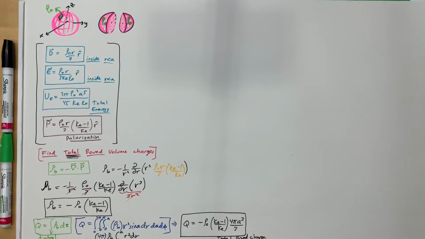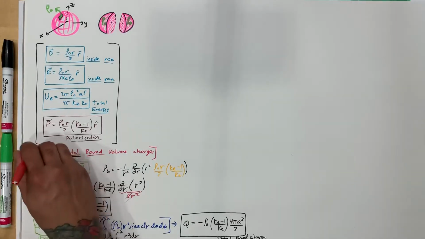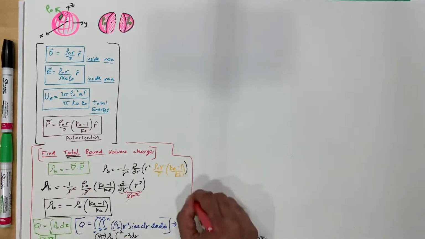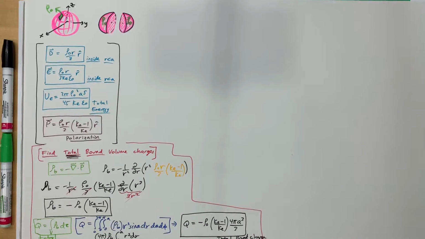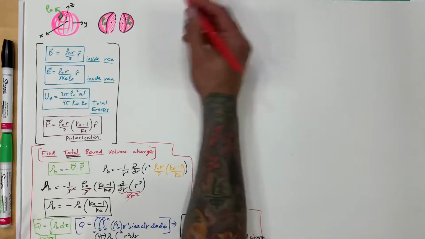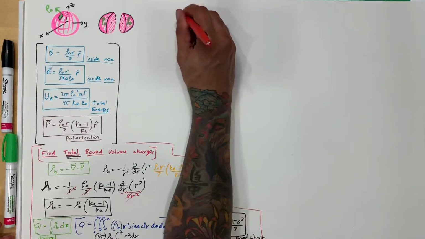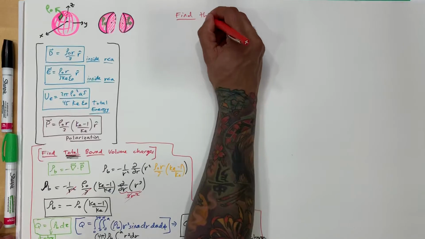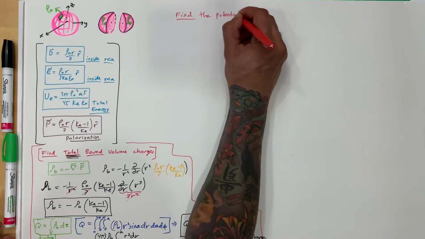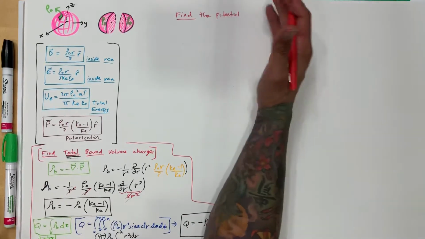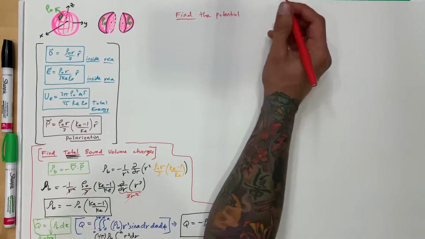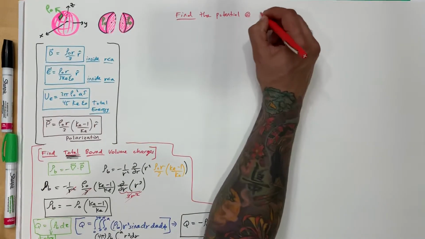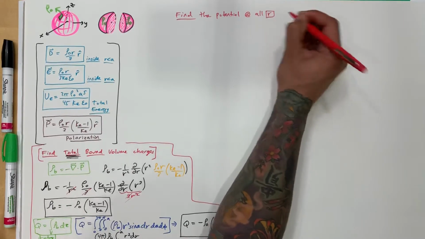Okay, now let's find the next thing on the list. All right, so what's the next question? Now we have the potential. Let's look at what we have for potential. The question is, find the potential due to the system for all r's. So find the potential at all r's for the system.